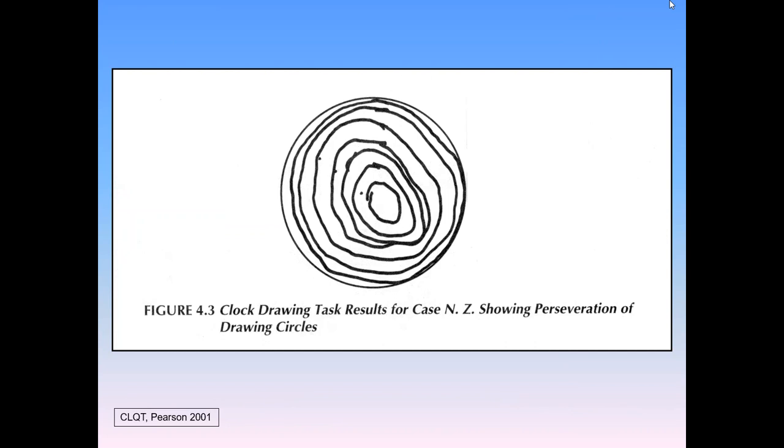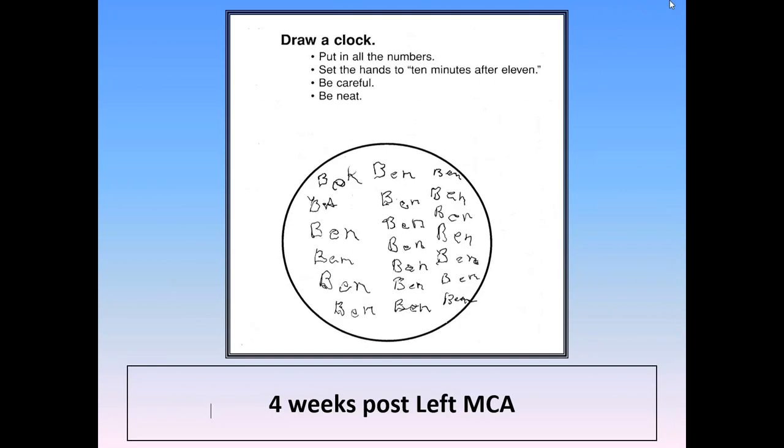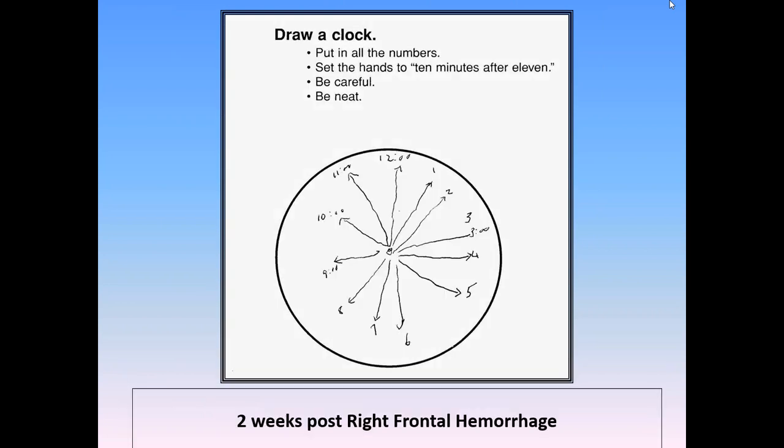Severe perseveration, just drawing circles inside circles, and that person had just done circles instead of crosses on the symbol cancellation, so they were perseverating on circles. And here's one that was sent to me by a former student, 4 weeks post a left middle cerebral artery, and the perseveration of the name Ben. And this person was not called Ben, and so we think it was some thought about Big Ben, or even Little Ben, the alarm clock.